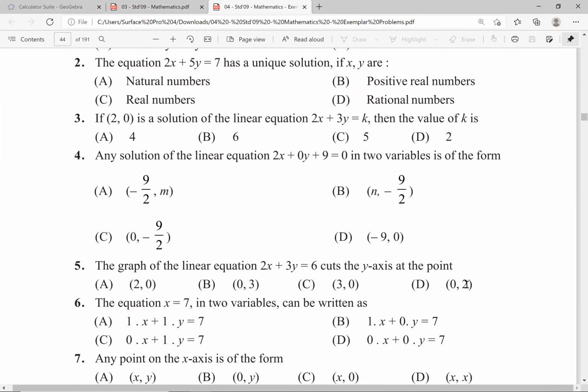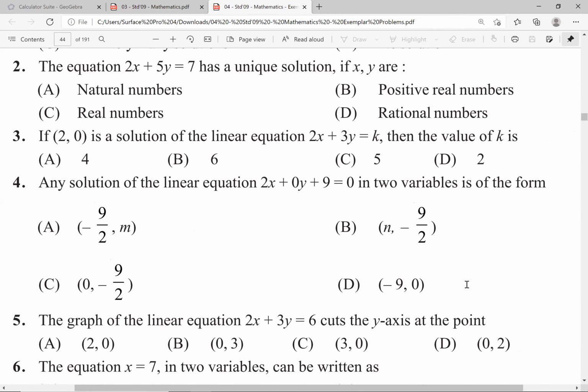Miraj, can you read out the fourth question, please? Any solution of the linear equation 2x plus 0y plus 9 is equal to 0 in two variables is of the form. Okay. So what are they asking us, Miraj? Can you explain this question to us? Miraj, did you understand the question? No, I did not.